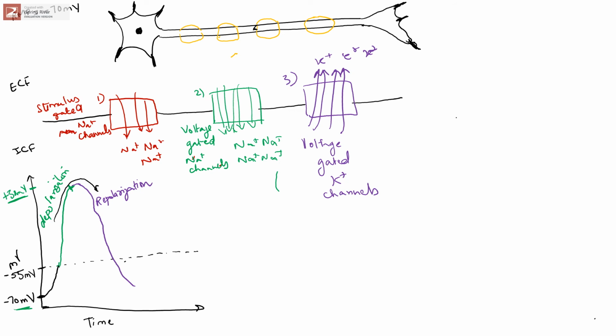Now, some potassium channels remain open a little too long, which causes the membrane potential to fall below the normal negative 70. So the cell becomes too polarized for a fraction of a second, and this is called hyperpolarization. Now, this hyperpolarization stage is really short-lived, and the potassium channels begin to shut close when the cell becomes hyperpolarized.